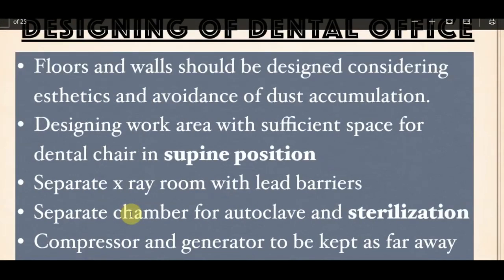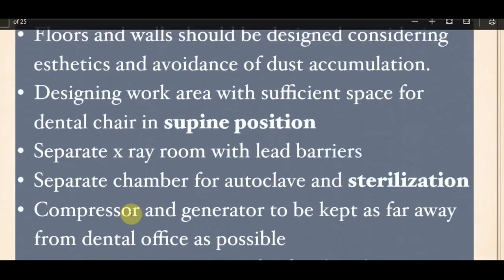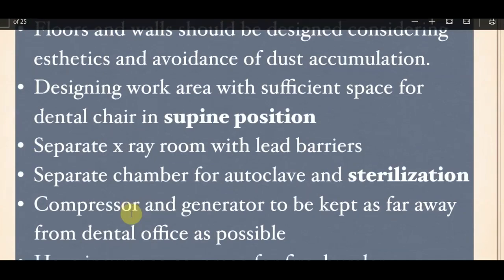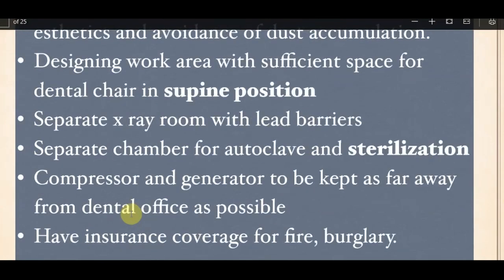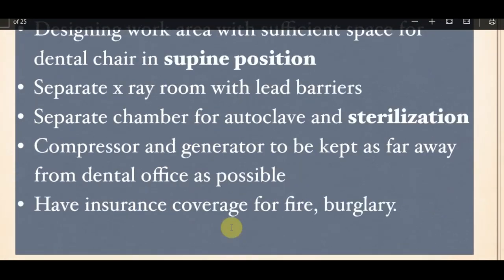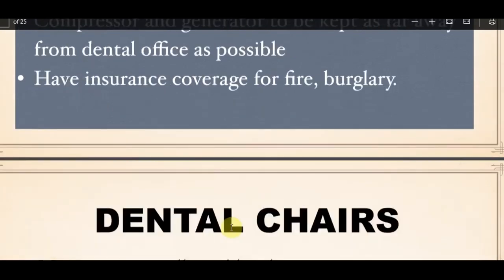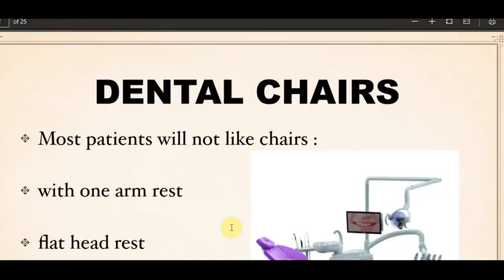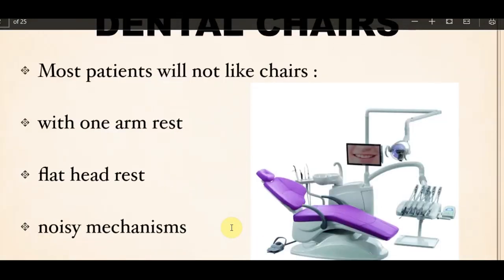Then floors and walls should be designed considering aesthetics and avoidance of dust accumulation. Work area with sufficient space for the dental chair in supine position. A separate x-ray room with lead barriers would be fine. Separate chamber for autoclave and sterilization. Compressor and generator should be kept as far as possible from the dental office. Always try to keep insurance, but in our country it is not at all possible. There is no dental insurance existing.